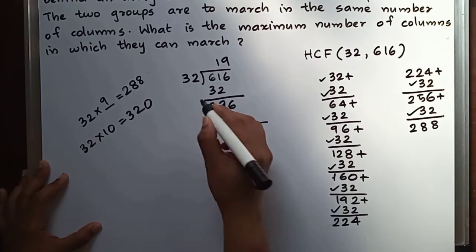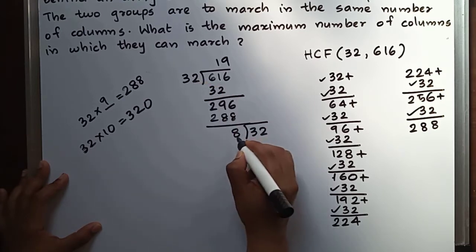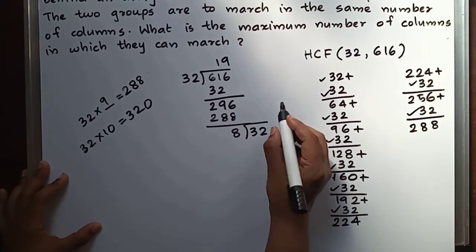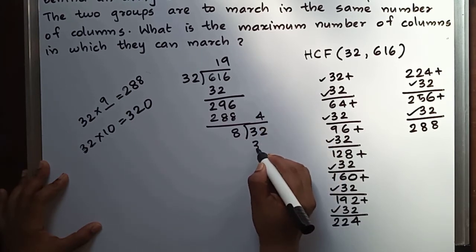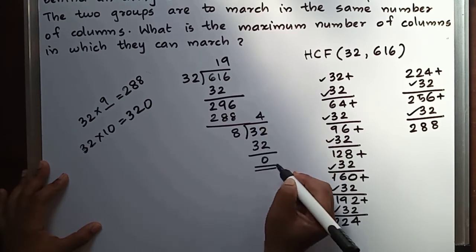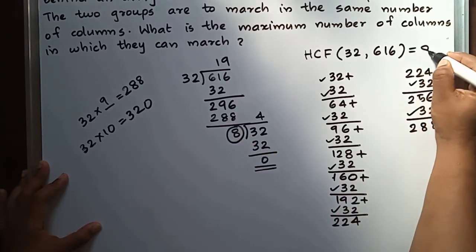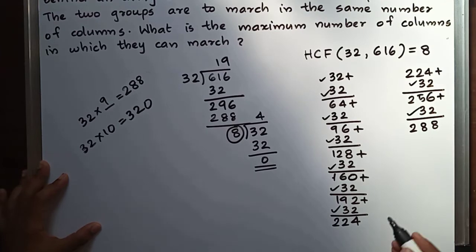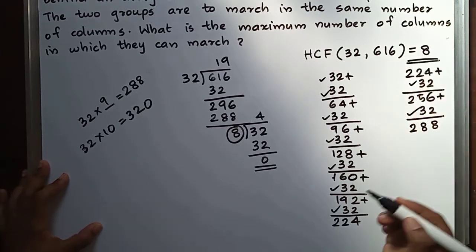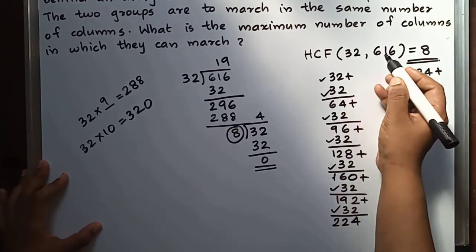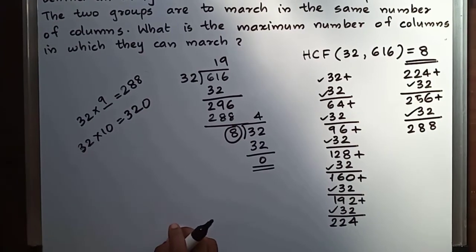Then what will we do? We will divide 32 by 8. 32 divided by 8 is 4 times. So the remainder is 0. So what is the HCF here? 8. So the maximum number of columns in this question is 8. That is the HCF of 32 and 616.